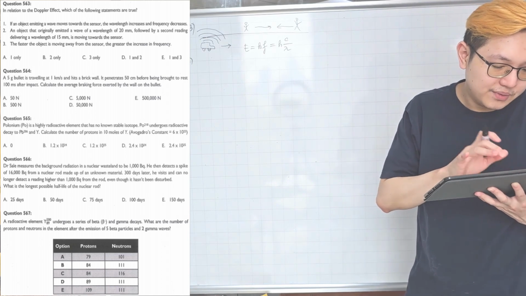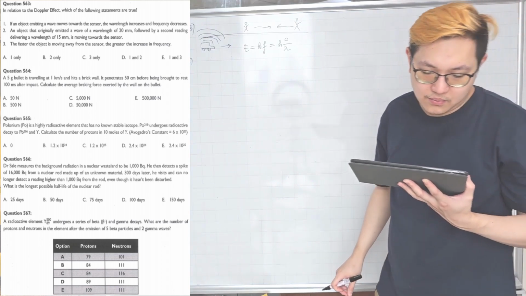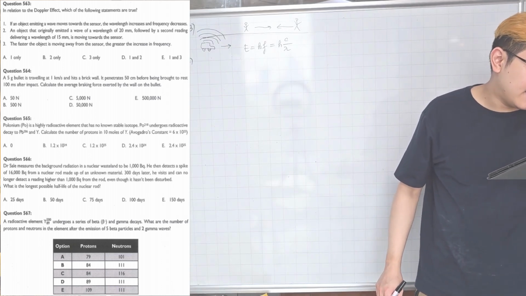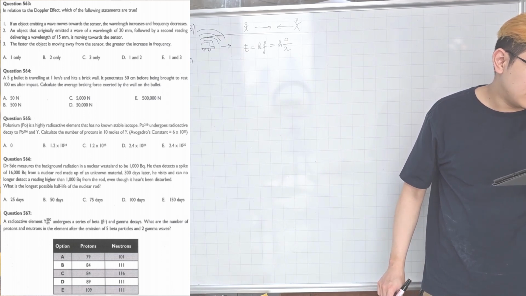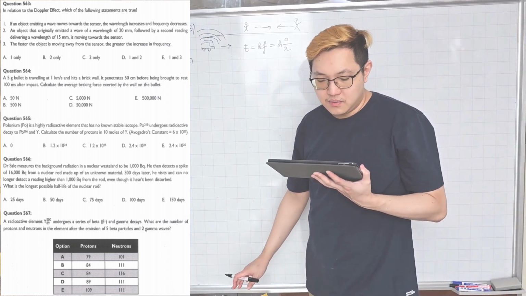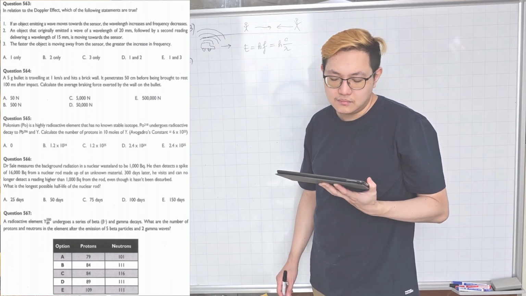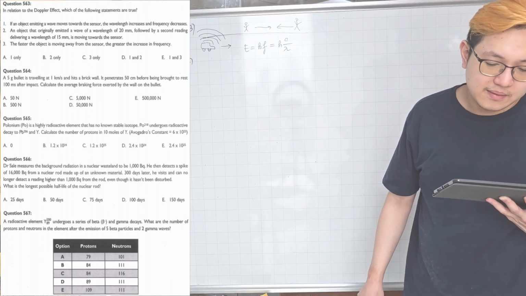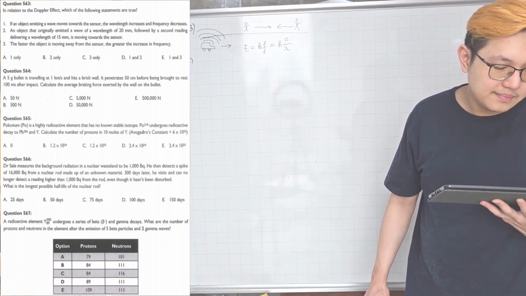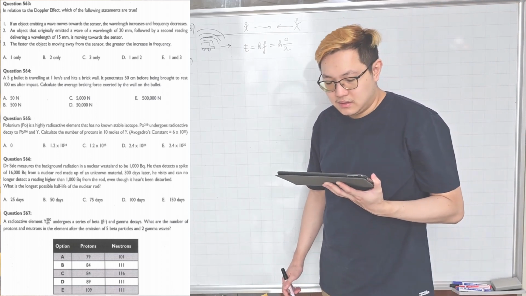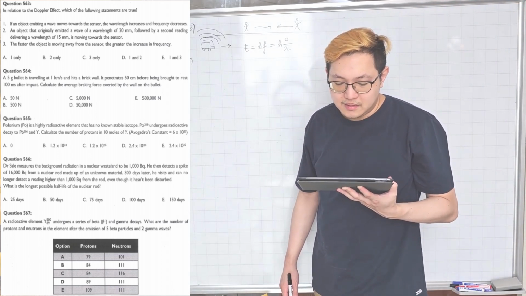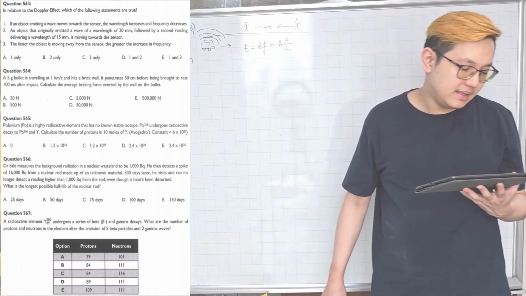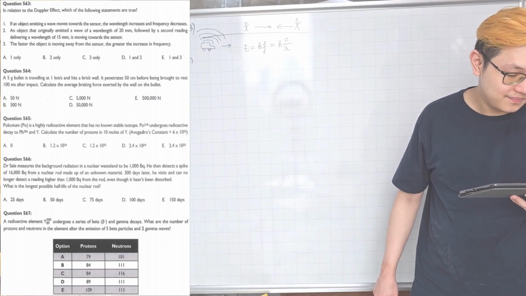A 5-gram bullet is traveling at 1 km per second and hits a brick wall. Một cái viên đạn 5 gram di chuyển với vận tốc là 1 cây số một giây và nó đụng vào một cái tường gạch. It penetrates 5 cm before being brought to rest 100 milliseconds after impact. Nó xuyên thủng 50 cm trước khi dừng lại 100 millisecond sau khi va chạm.